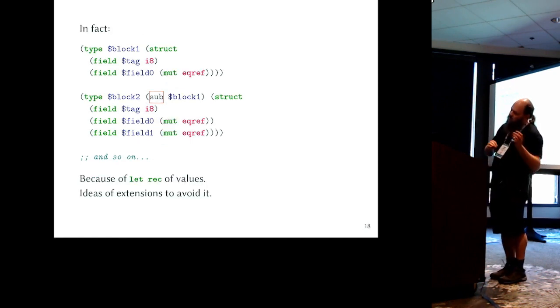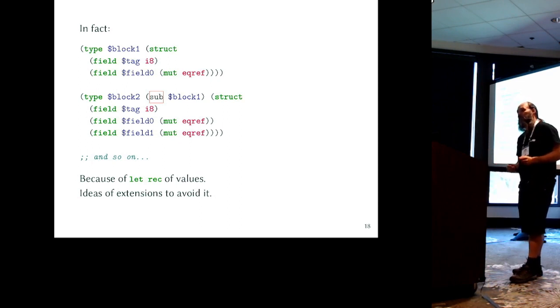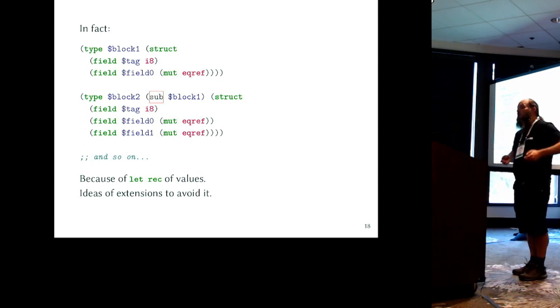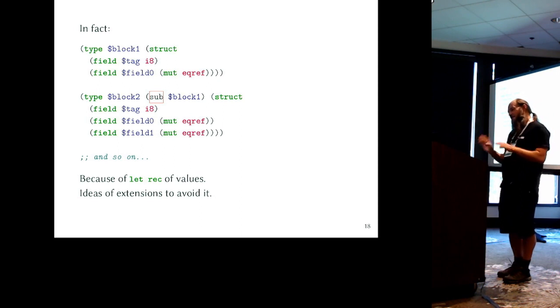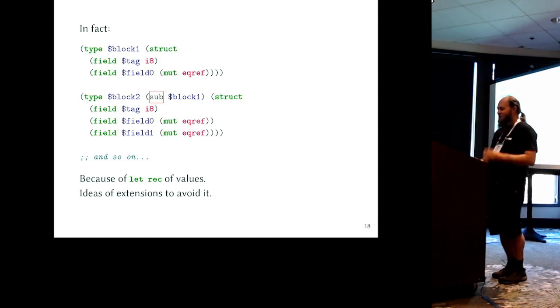So in fact, it's not exactly that type that we use. We add mutability to every field because, well, OCaml has let rec. You can't build recursive values without mutability, sadly. We have ideas for potential Wasm extensions to change that, but that's going to be Leo's work to write the details.